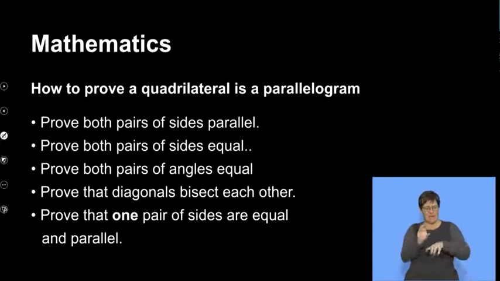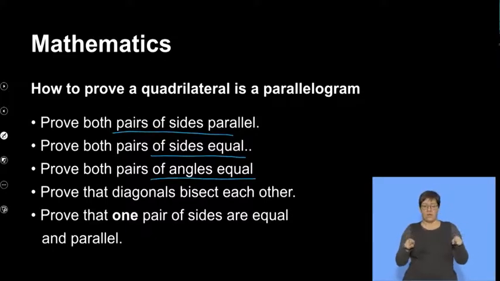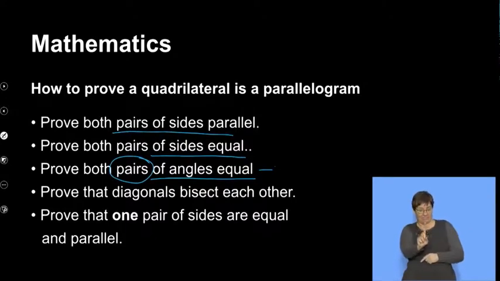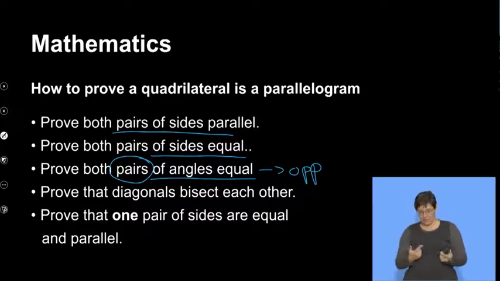Now, how to prove that a quadrilateral is a parallelogram? I have 5 options for you, right? You can prove both pairs of sides to be parallel or to be equal. Both pairs of the angles to also be equal, but they must not just be any pairs of angles, right? It must be the opposite pairs, right? Not just any angle. Then you can also prove that the diagonals bisect each other.